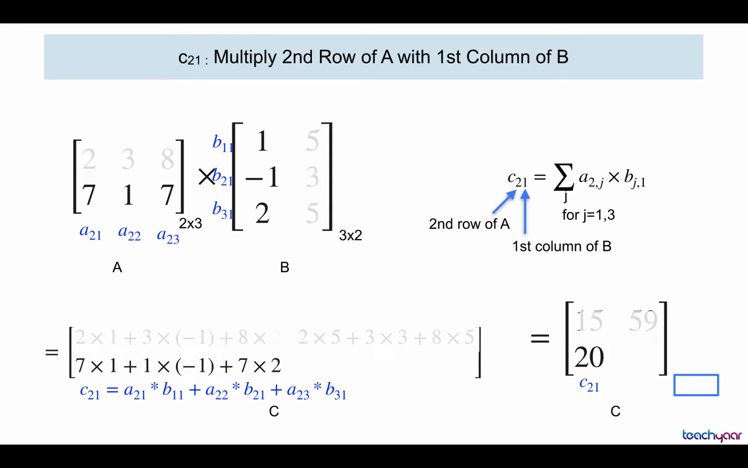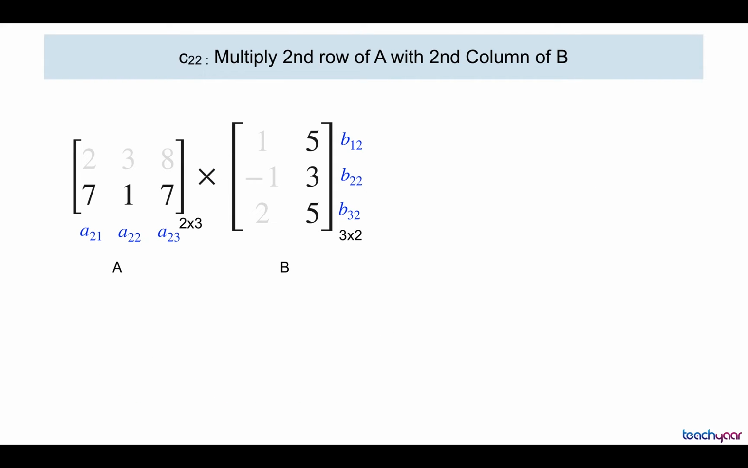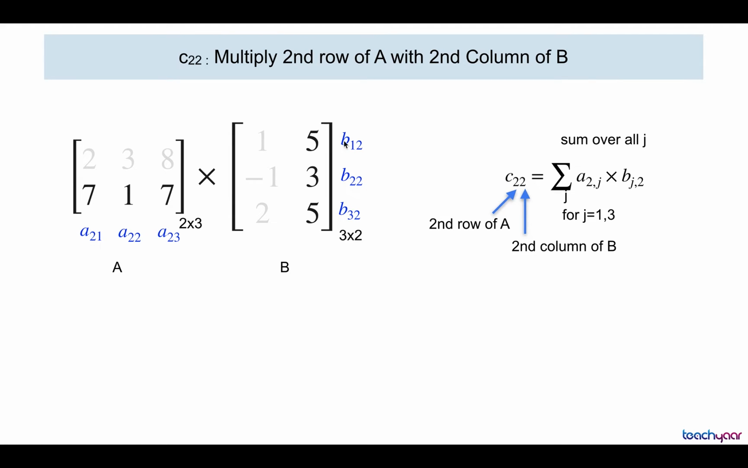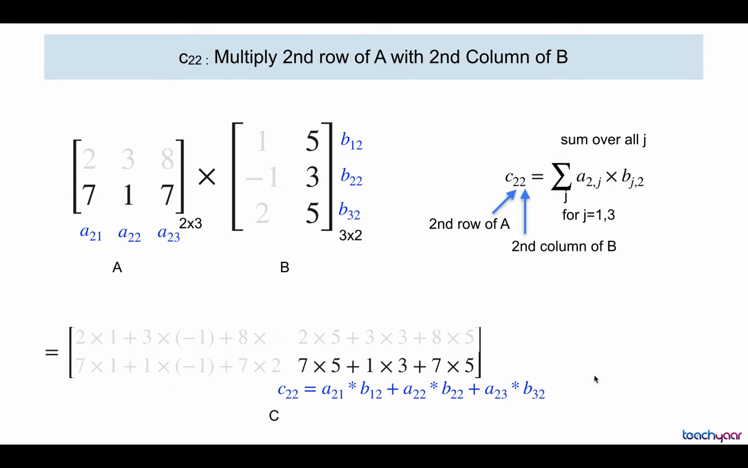And I'm just going through this to see if the same logic I explained for the last two cases makes sense. And to get the fourth term, C22, second row of A and second column of B, because it's 2, 2. So the row index you take from A and the column index you take from B, right? And it's the row of A and the column of B. So C22 is that, it's A21 into B12, A22 into B22, A23 into B32.